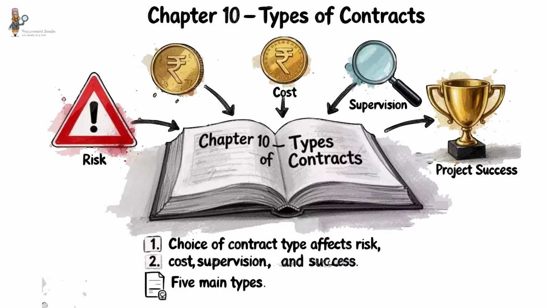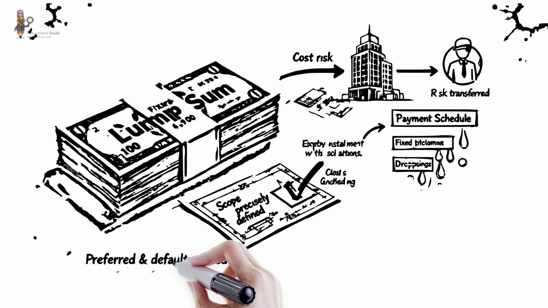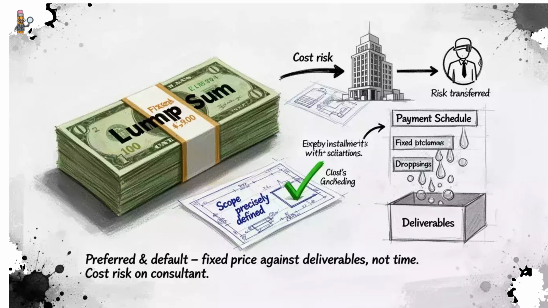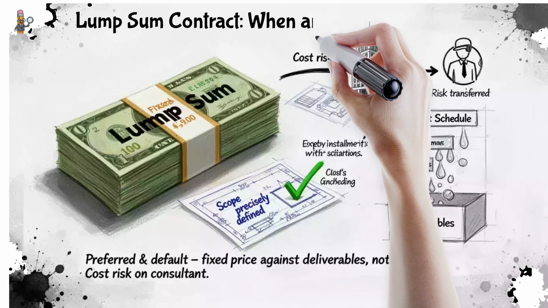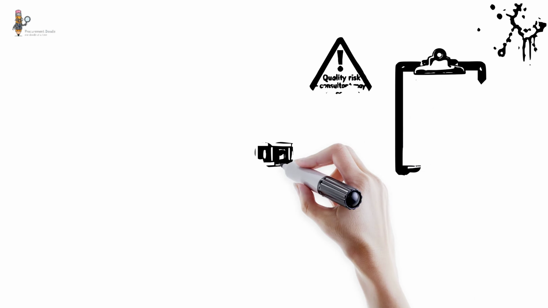The guidelines list 5 main types. 1. Lump sum contract, the preferred and default choice for most assignments. Use it when the scope is precisely defined and deliverables are specific. Payment is made in fixed installments against deliverables, not against time spent. Cost risk is transferred to the consultant. It must deliver the defined outputs within the fixed price.